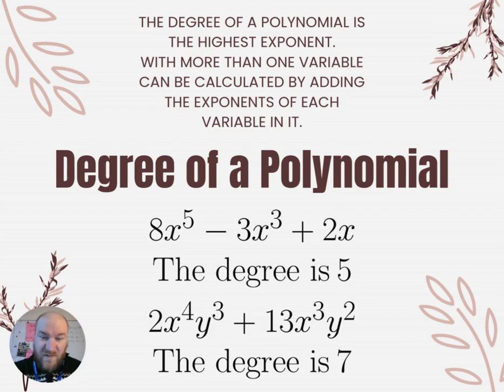Now the second one has multiple exponents in the same term, so you have to add the exponents. So in the first term, 4 plus 3 is 7. The degree on that one would be 7. Just to double check, the other one, 3 plus 2 is 5. That's not the degree. It's the highest total. So the degree of the second one is 7.